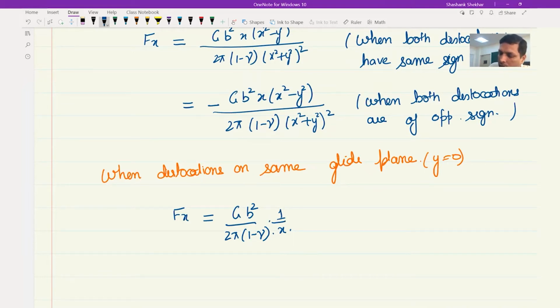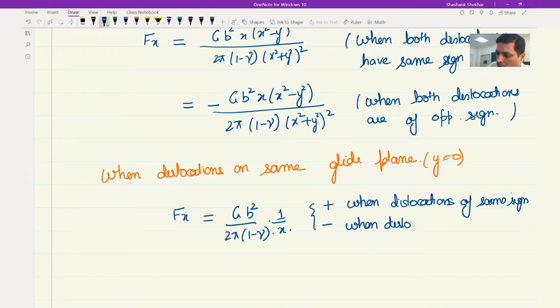Or I can write it like this, which will have plus when dislocations are of same sign, minus when dislocations are of opposite sign. So what is the meaning or significance of having a plus and a minus?